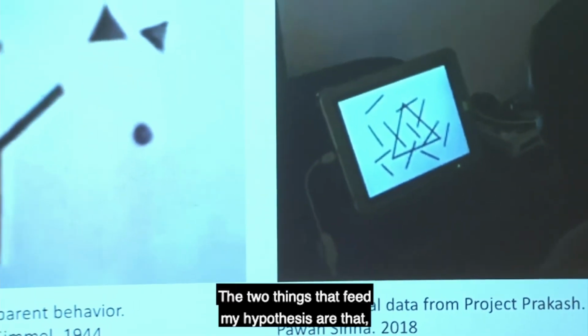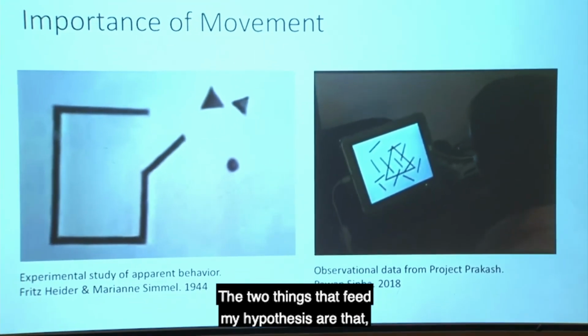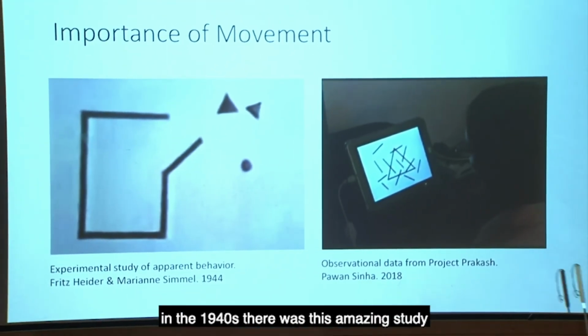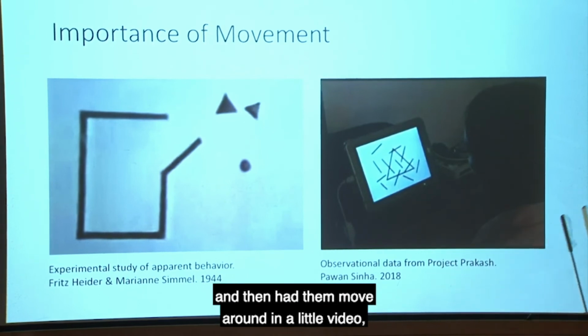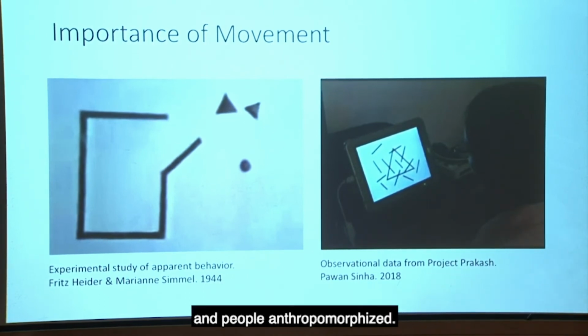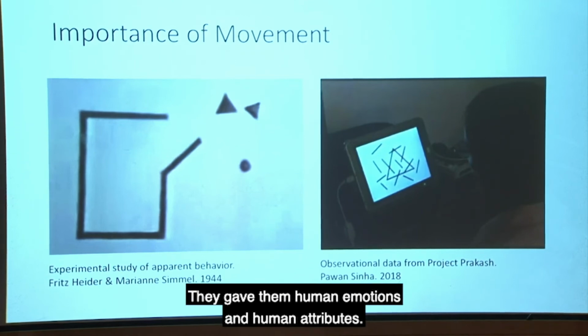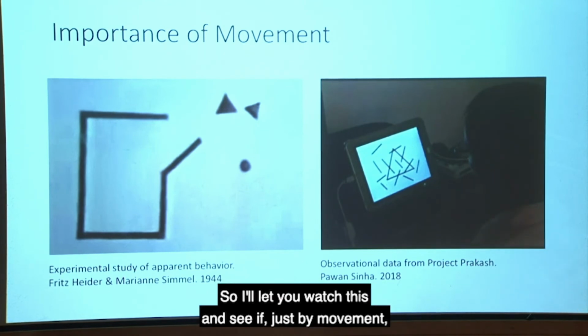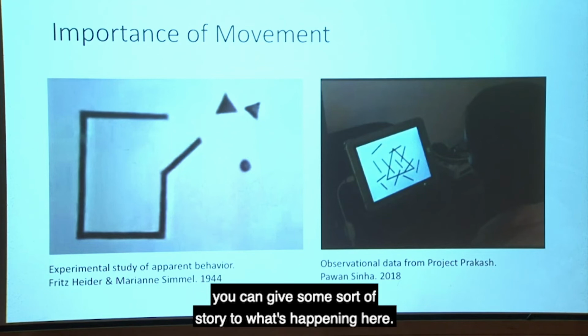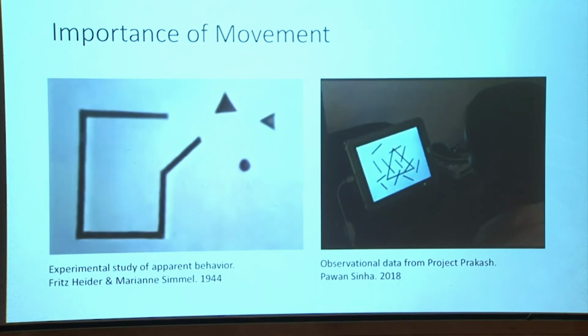So the two things that feed my hypothesis are that in the 1940s, there was this amazing study where they just put some shapes on a screen and then had them move around in a little video, and people anthropomorphized. They gave them human emotions and human attributes. And then I'll talk about this one in a second. So I'll let you watch this and see if just by movement, you can give some sort of story to what's happening here.